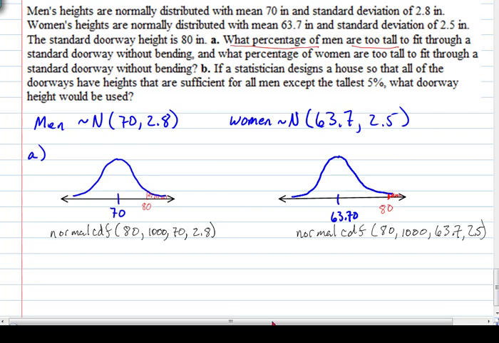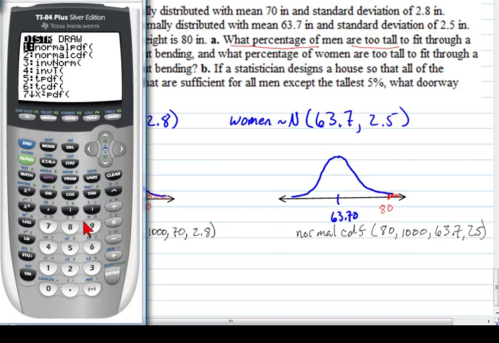So now we go to our calculator. Second, distribution, normal CDF. We'll do the men first. We have a left bound of 80, a right bound of a really big number, the mean of 70, a standard deviation of 2.8. And there we go.